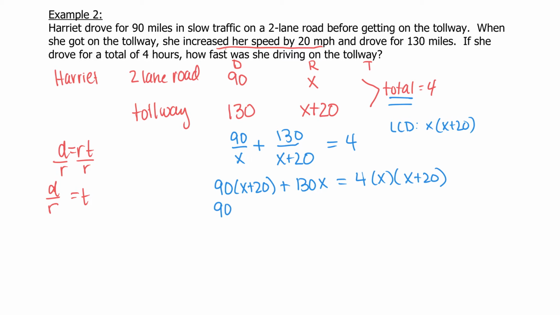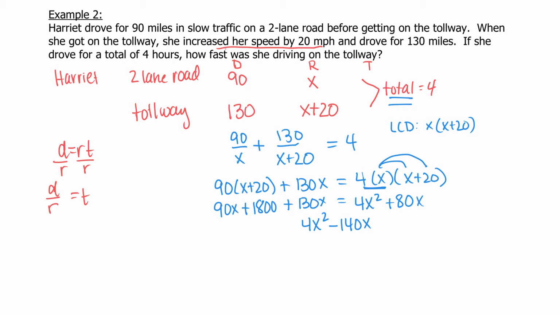So this would be 90x plus 1800 plus 130x. This would give you 4x, and then when I distribute that, that's going to be 4x squared. And then 4x times 20 is 80x. Since I have a squared, I've got to get everything on one side. So I'm going to keep my 4x squared positive. I'm going to combine my x's. So you get negative 140x.